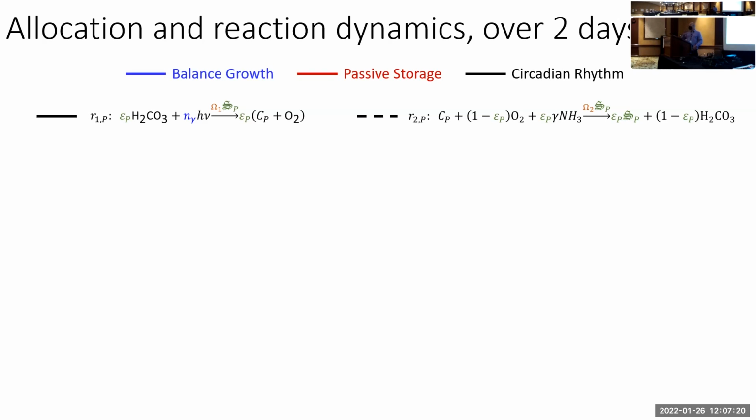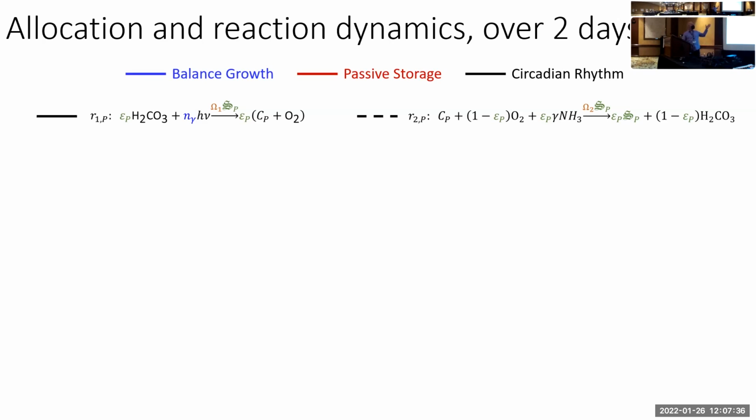So I can look at some of the reactions under these scenarios where we're dynamically shifting the resource allocation or not. And in these slides here, the balanced growth will be in the blue lines, the passive storage scenario will be in the red, and the circadian will be in the black.